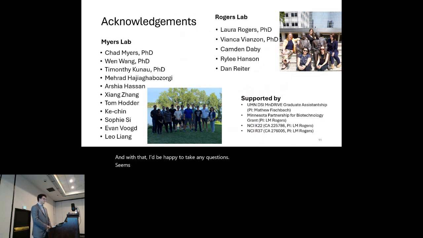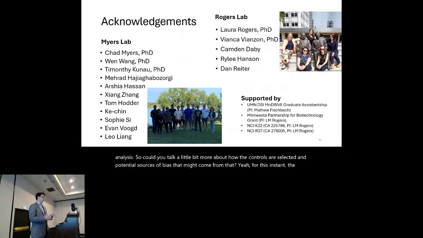It seems like your choice of controls is key to how you're doing your statistical analysis. Could you talk a little bit more about how the controls are selected and potential sources of bias that might come from that? Yeah, for this instance, the controls are just the T cells that are in the spleen.